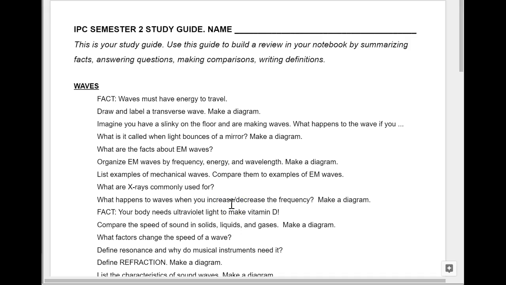List examples of mechanical waves and compare them to examples of electromagnetic waves. Mechanical waves would be like the surface of water. It would be like shaking a rope, making a wave travel down it, like a spring shaking left and right or back and forth. Those are mechanical waves. They have to have a physical medium for them to travel through. Electromagnetic waves move much faster than most mechanical waves, and they can travel through a vacuum because they're related to a particle.